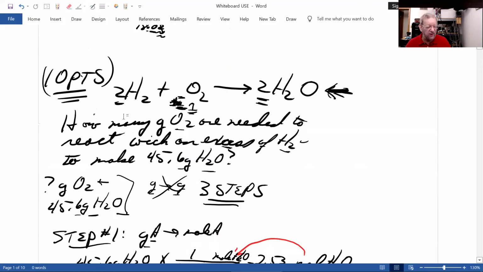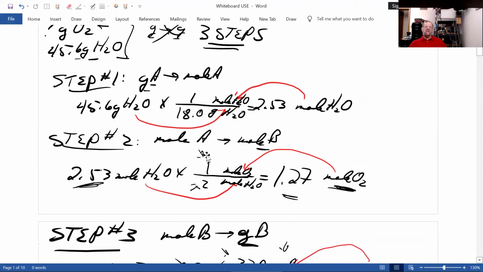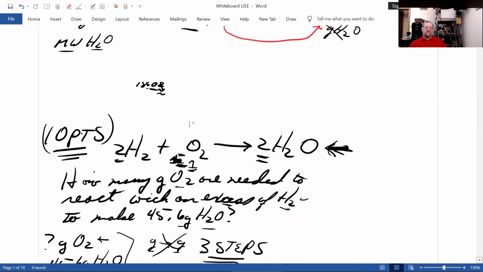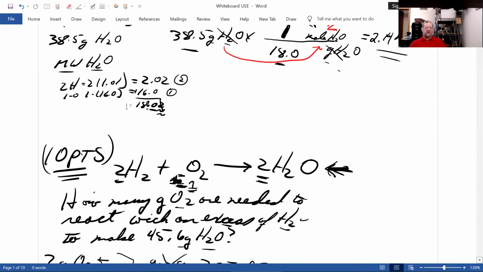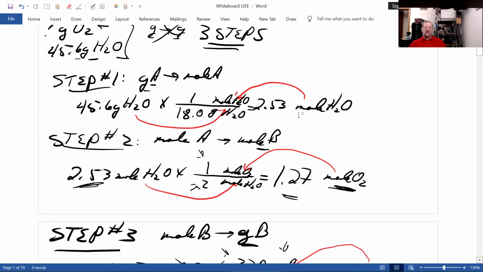All right, now let's go back and look at what we did. We're given this balanced chemical equation. We figured out we're trying to find how many grams of oxygen are needed to make these many grams of water. You can't do it in one step. You have to do it in three steps. The first step, grams of whatever you're given, in this case water, you convert to moles. Remember, 1 mole of a compound equals the molecular weight of that compound in grams. Use unit analysis to figure out this ratio. The molecular weight of water, which we figured in the previous problem, which is the sum of all atomic weights, is 18.0. That's where I got this number. We did the math, and we now have 2.53 moles of water.